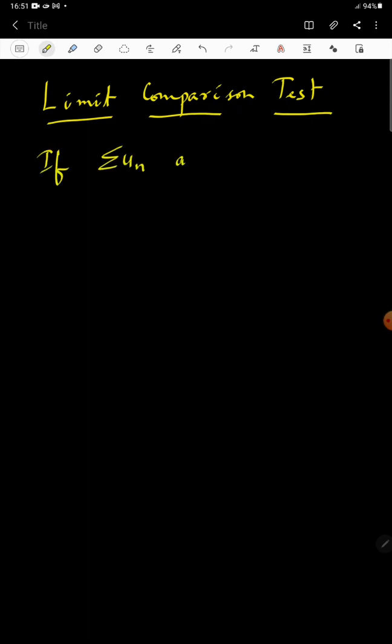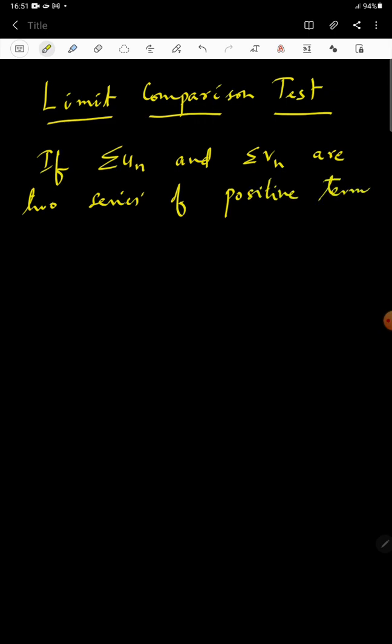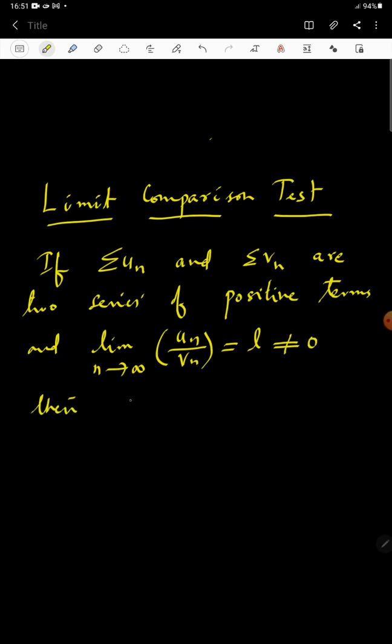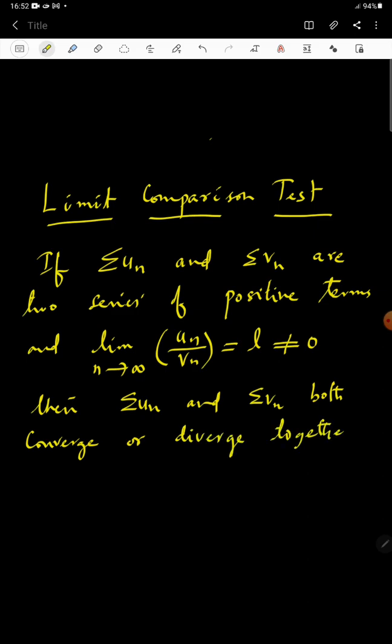If sigma un and sigma vn are two series of positive terms, we are limited to series of positive terms, and the limit of the ratio of un and vn as n tends to infinity is equal to some real number that is not equal to 0, then sigma un and sigma vn both converge or diverge together. It just says that both will be convergent or both will be divergent.